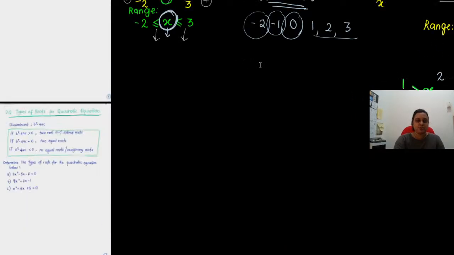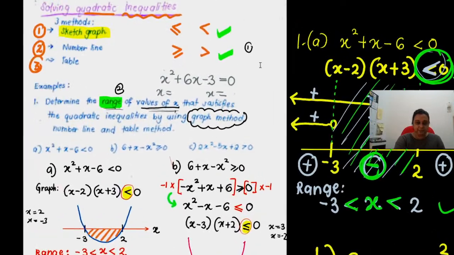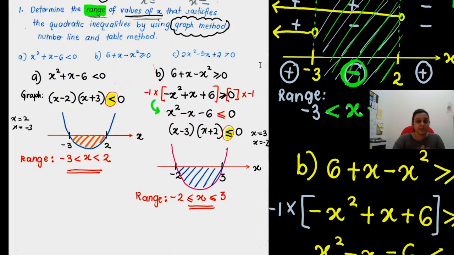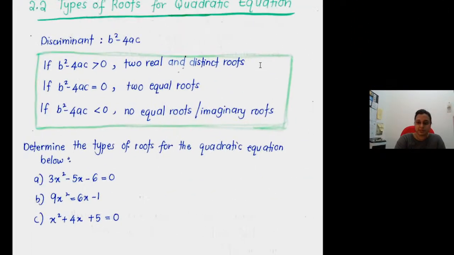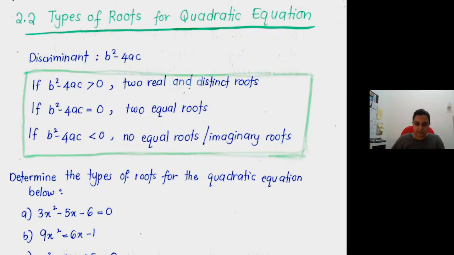Okay, so we already done all the 3 methods. Teacher cover for your sketching graph, number line, table. Okay, we're going to go to the last part. Teacher actually wants to go straight to discriminant. Yes, this one, discriminant. Okay, so far no any question, then I can move on to this 2.2. All right, we move on to 2.2.